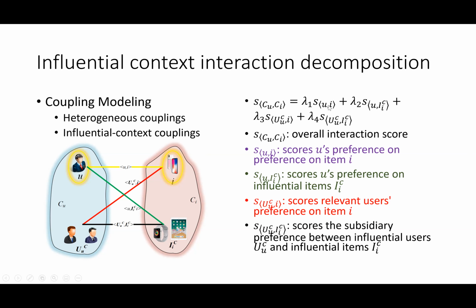So we have to model a sort of score between U and I, a matching score, and between U and I's influential context, and between I and U's context, and between the two contexts, to form the overall user-item interaction score. And how do we do that? To measure the user and item score, we can measure the preference. For example, based on data such as the click or purchase history, you can measure the particular relationship, or preference, between user and I.